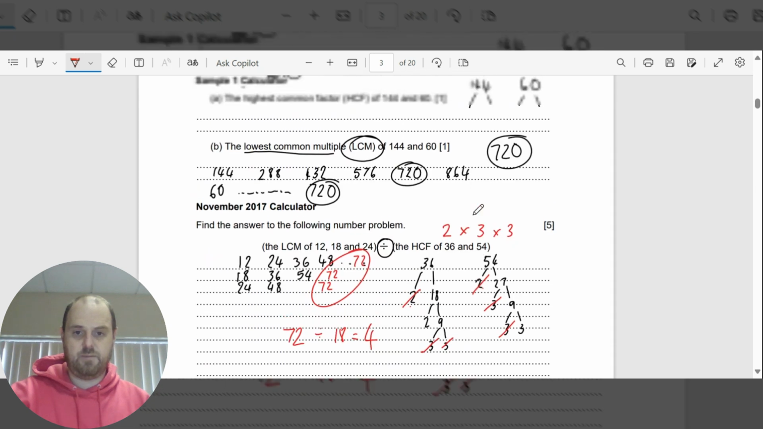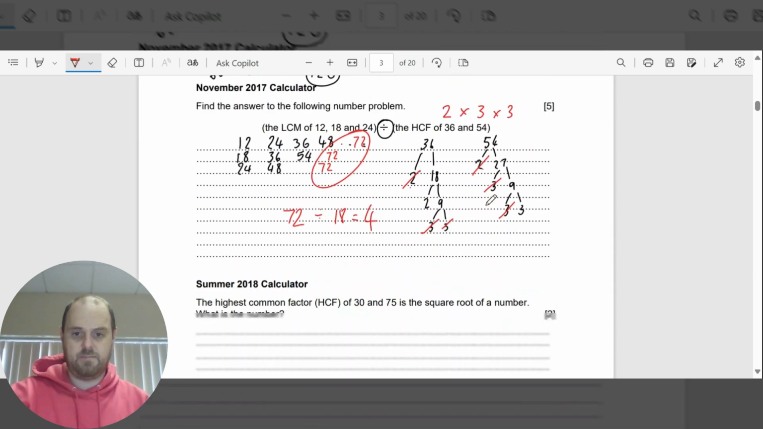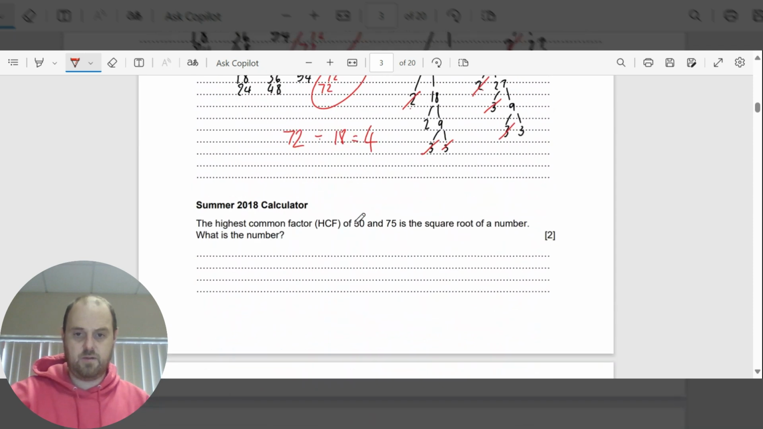Right. Okay, I've put some of these in here. I'll just do this one, okay? The HCF. So for HCF, we're going to need trees. So for here, I'm going to go, I could do 5 times 6. I'm going to do 2 times 15. And I'm going to do 3 times 5.